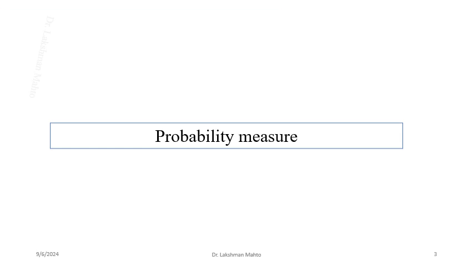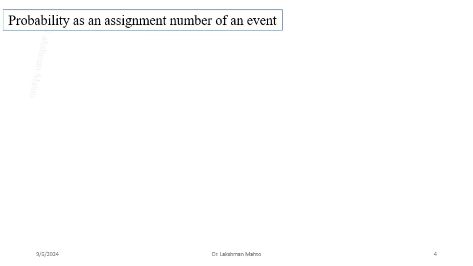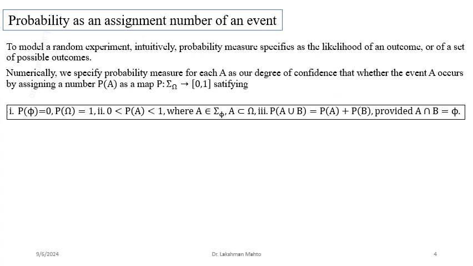In a specific case, that one is coming. So a probability measure, you can call it an assignment of a number, or a degree of belief, that we associate to an event. So how do we define it? To model a random experiment, intuitively, a probability measure specifies the likelihood of occurrence of an event.